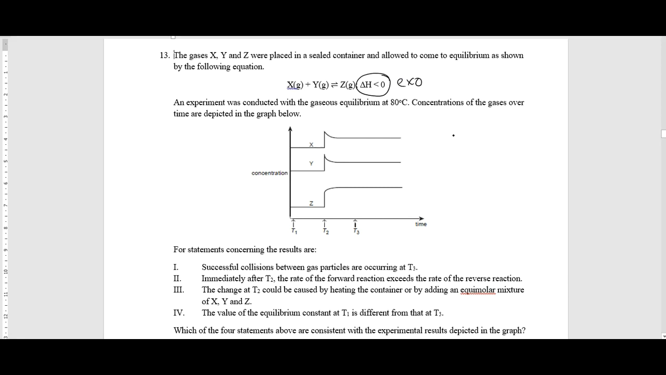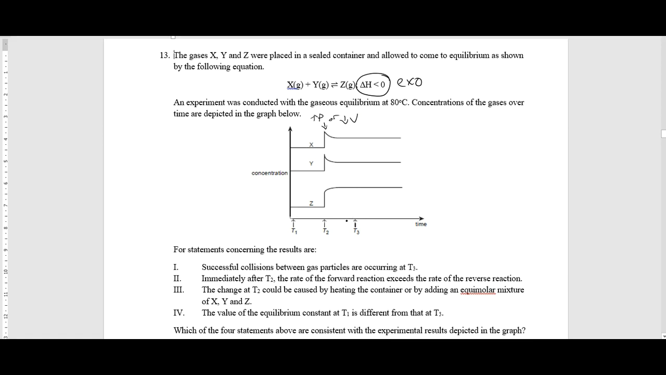Concentrations of the gases over time are depicted in the graph below. So something happened at T2 there. It looks like an increase in concentration of everything. So that potentially is going to be an increase in pressure or a decrease in volume by the look of it. Now it doesn't look like anything happened at T3 as far as the concentration is concerned.